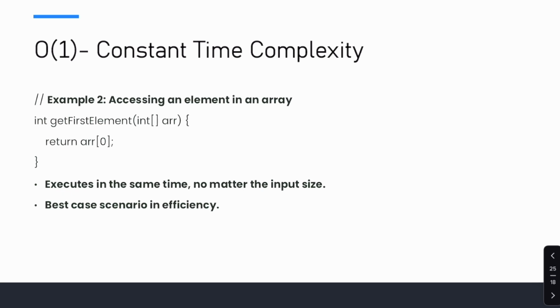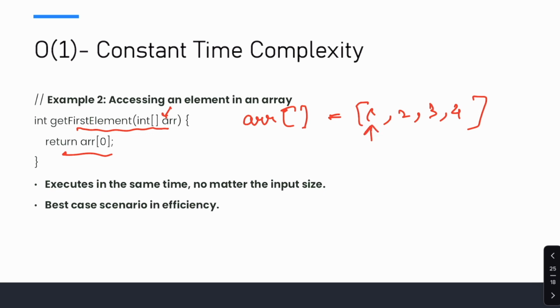In constant time complexity, say an algorithm has O of 1 time complexity, its runtime doesn't depend on the input size. Say we take an array, we don't know the size, let's say elements 1, 2, 3, 4. The function returns array of 0, which returns the number 1. We are just accessing an element, so it doesn't depend on the input size. The array size can be anything, but we don't care about it.